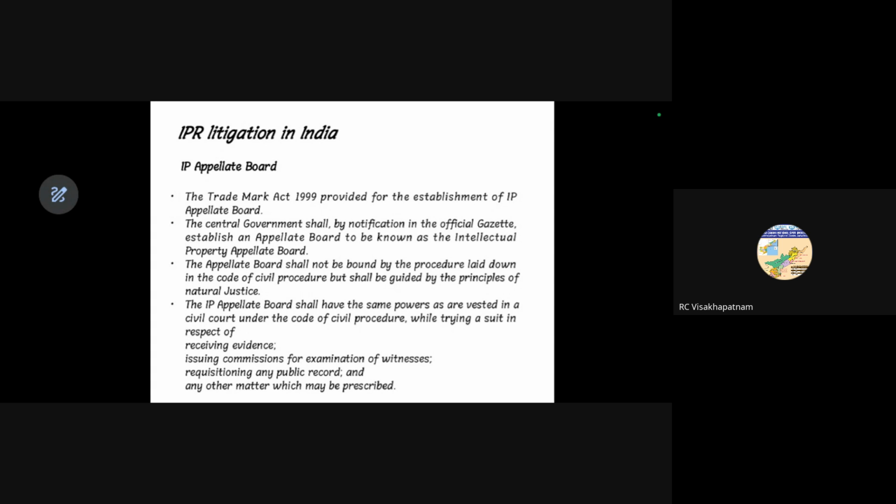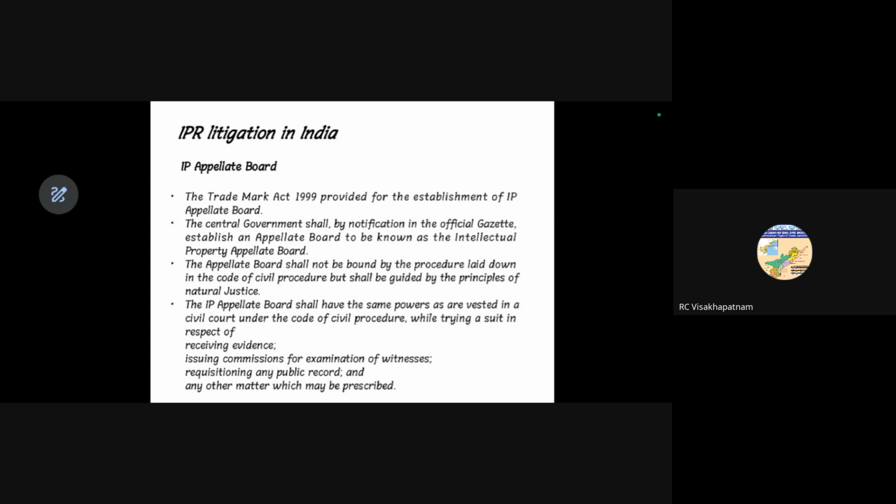So these appellate boards generally should not follow the civil procedural rules, but they follow the natural justice principles. The Intellectual Property Appellate Board has the same power as the civil court under the Code of Civil Procedure while trying suits in respect of receiving any evidence, issuing commissions for examination of witnesses, or requisition for any public record.